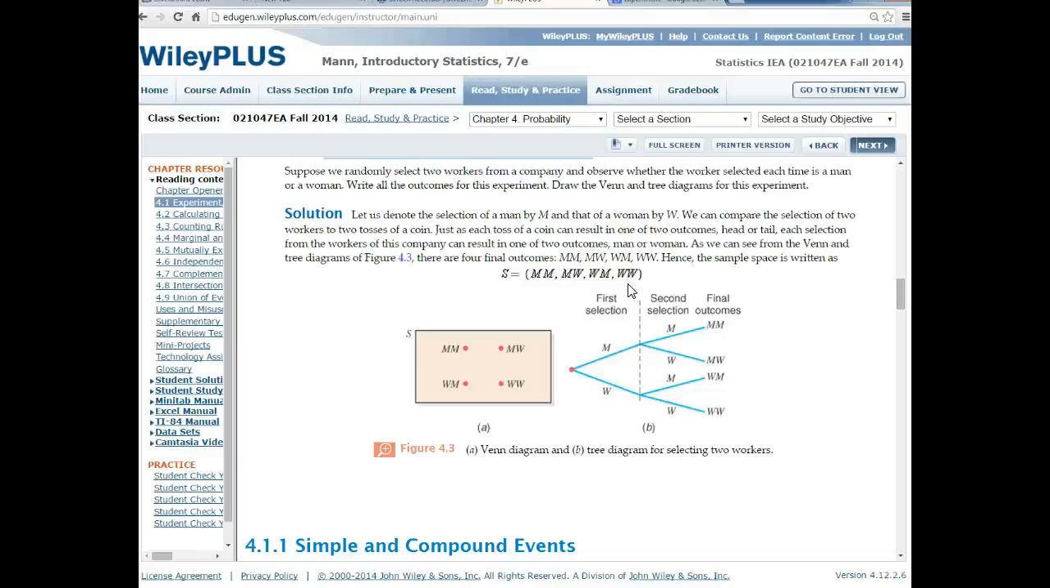2 times 2 times 2 times 2, which is 16. So there should be 16, right? So there's 16 different events, but the ones that are called simple events only contain one of these.